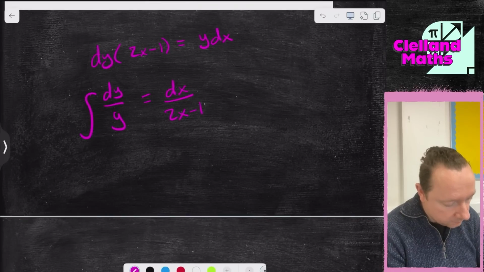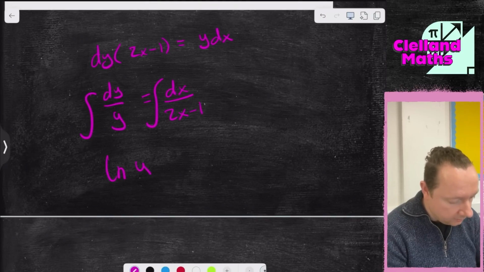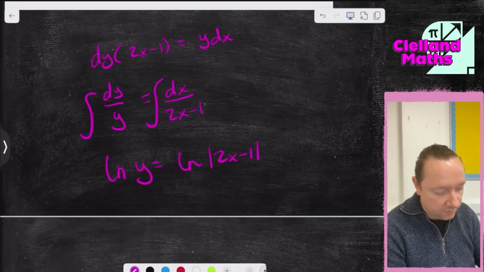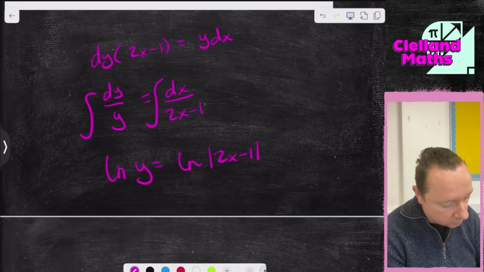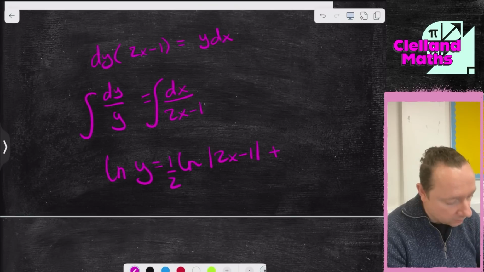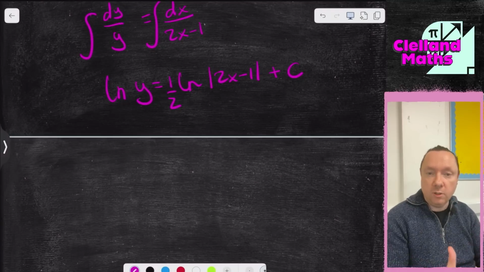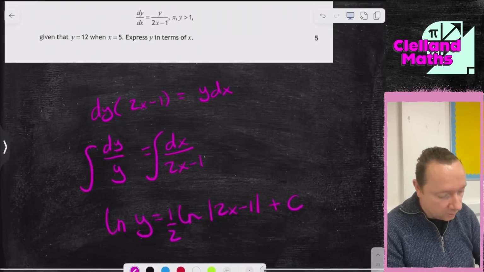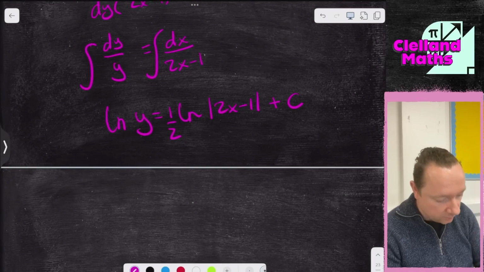Integrate both sides. Log y then equals the log of 2x minus 1. But then I need to divide by 2x minus 1 differentiated, so that's a half. And I've also got a plus c. So at this point, usually you would manipulate it in some way, but we've actually got initial conditions. y is 12 and x is 5. So you might as well just sub that in now, and it'll make your life a lot easier if you've got initial conditions.